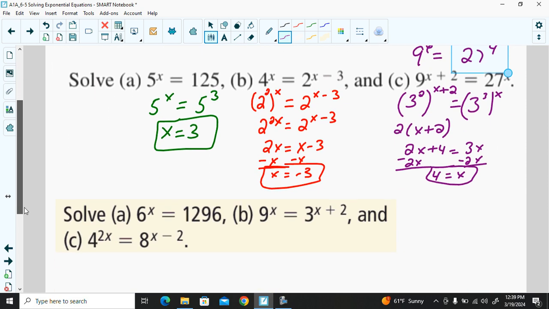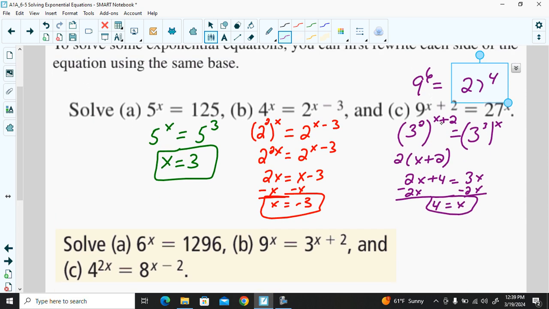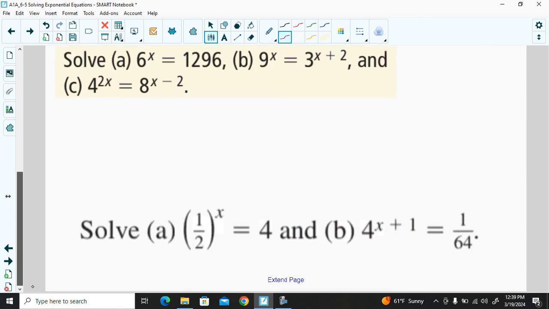The key there, though, is when we have this x plus 2 power and we multiply 2 times x plus 2, we have to make sure that we use the distributive property and multiply that correctly. All right. So we have some examples you can try on your own.